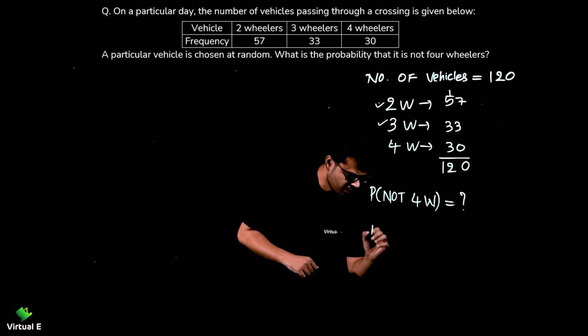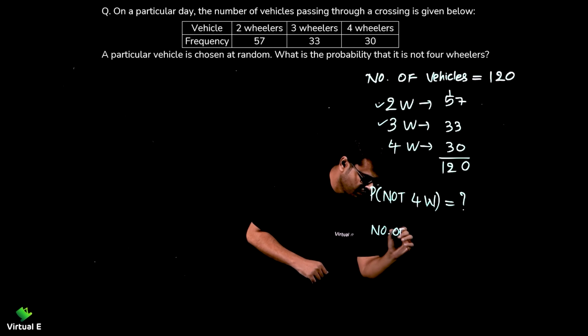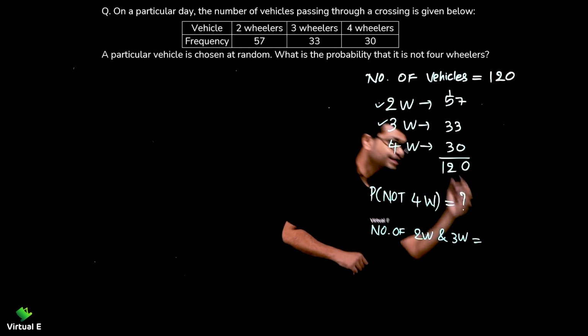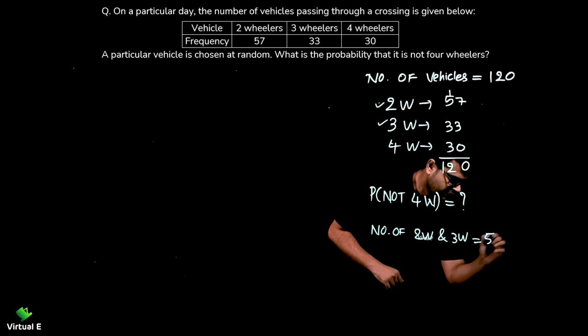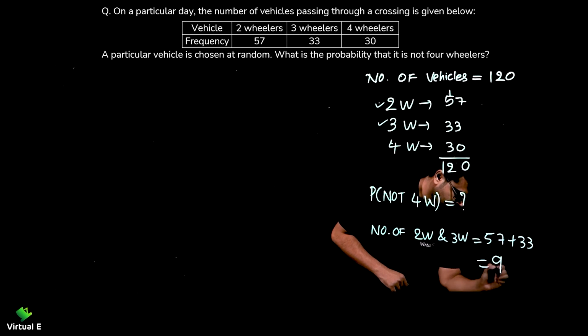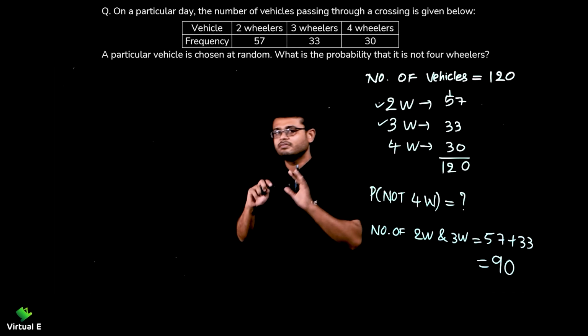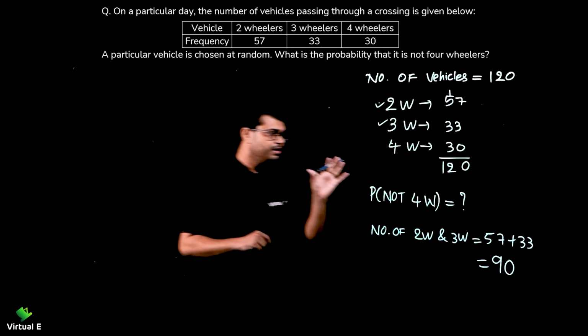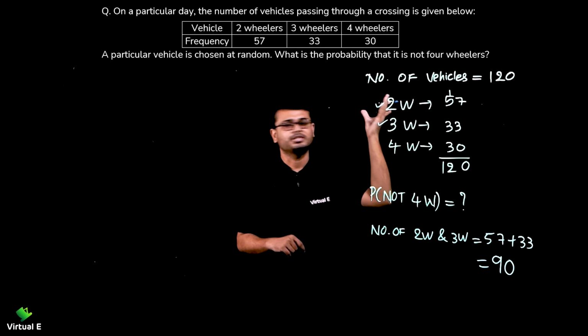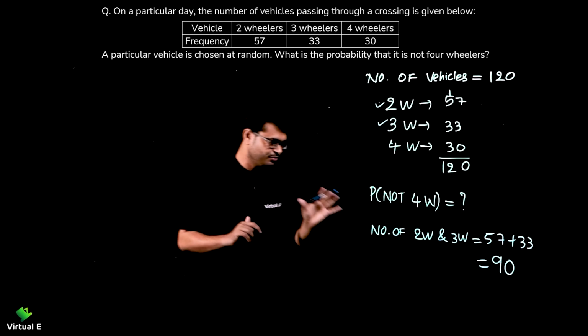So let's write the number of two-wheelers and three-wheelers. That's the addition of them. So 57 plus 33, that's 90. Very simple, right? Remember, we don't want four-wheelers. So we are accepting two-wheelers and three-wheelers. That's a very logical question.